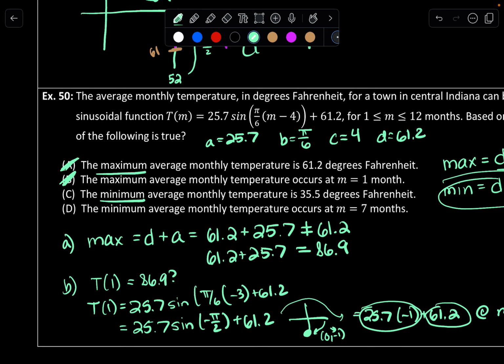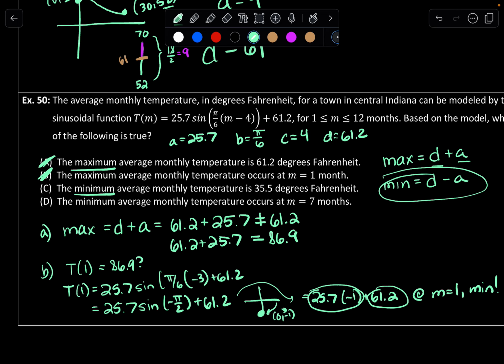Part C says the minimum average monthly temperature is 35.35 degrees Fahrenheit. So to find the minimum, we can do D, which is 61.2, minus A, which is 25.7. When we subtract those, we do get 35.5. So C is true. So at m equals 1, that's actually when the minimum is occurring.